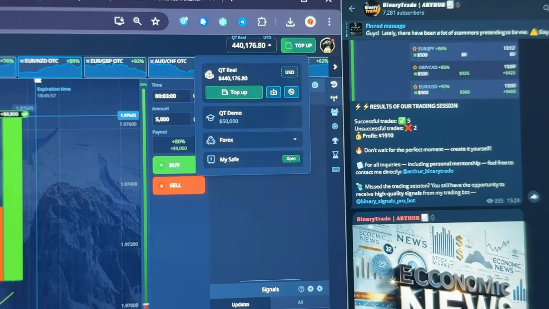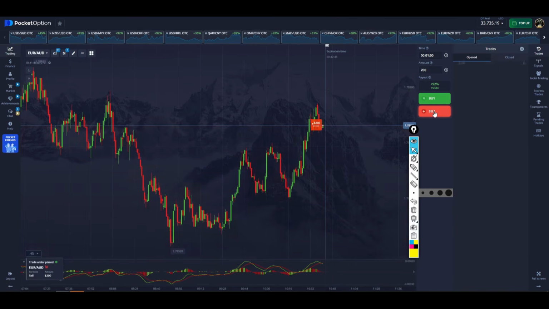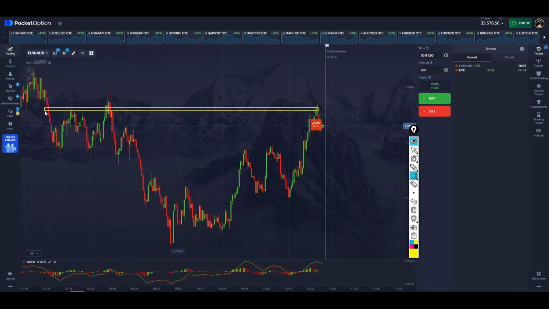Now, let's get back to the strategy. All right, guys, let's take a look at the Euro-BUML pair. I'm entering the market with a sell trade, and let me explain why.